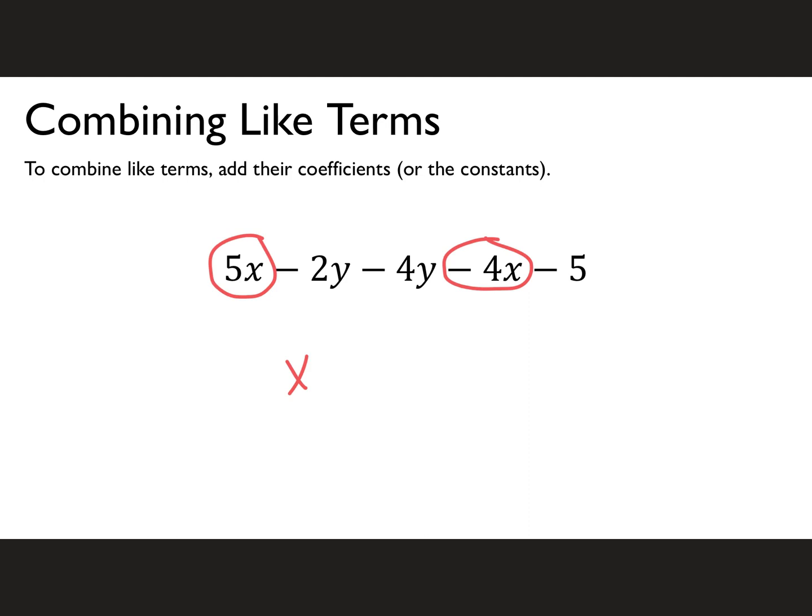Next, I'm going to look at my y's. And a negative 2 plus a negative 4 is a negative 6, so negative 6y. And then that 5 right there is just by itself, so minus 5, and I'm done.